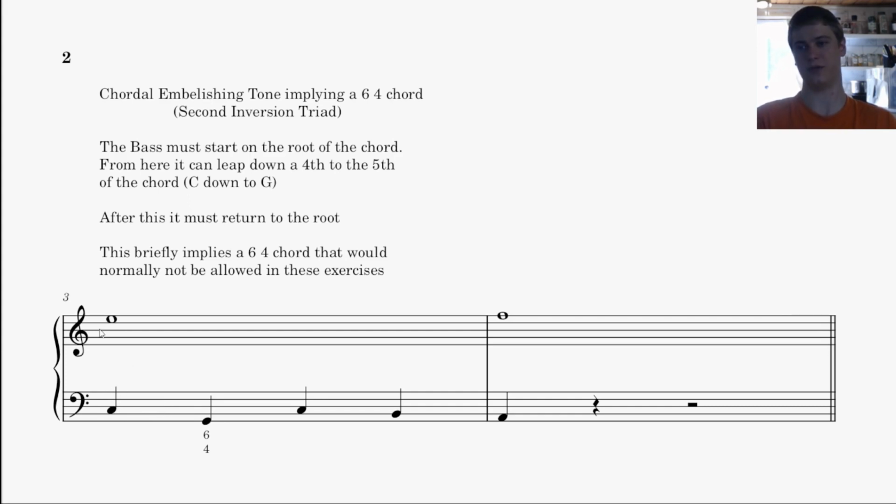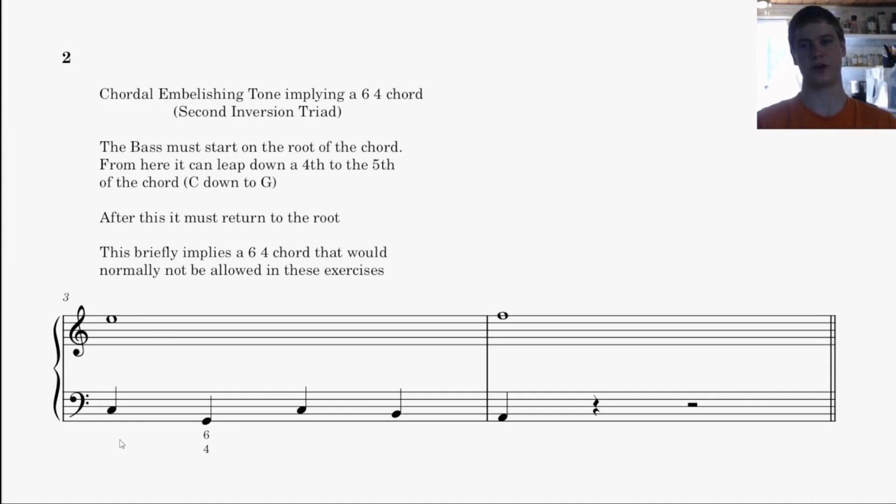But I just wanted to point out the fact that you could use any note here, so you could have a C here, you could have a G here, it doesn't matter, but the E is helpful because now we have just a second inversion triad spelt out just as is from bass up in order. So there you go, there is the chordal embellishing tone implying the 6/4 chord.